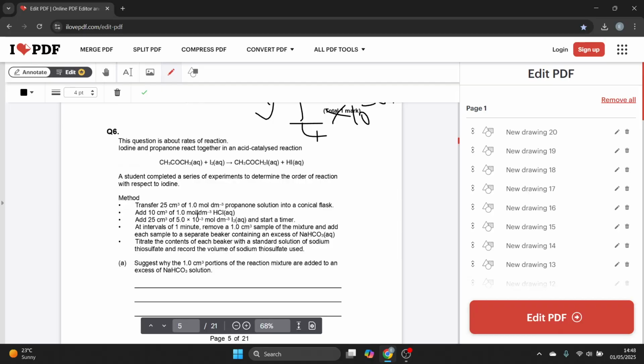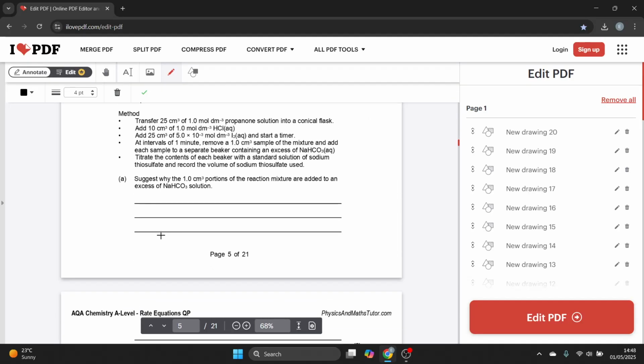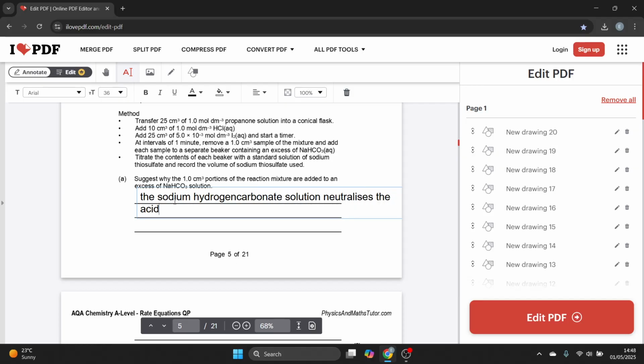Question 6. Suggest why 1 cm cubed of excess sodium hydrogen carbonate solution stops the reaction. Sodium hydrogen carbonate solution neutralizes the acid catalyst, hence stopping the reaction.